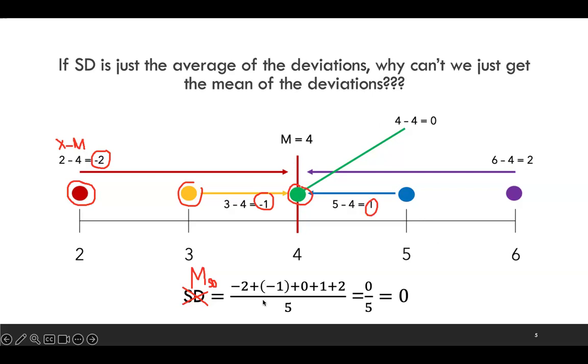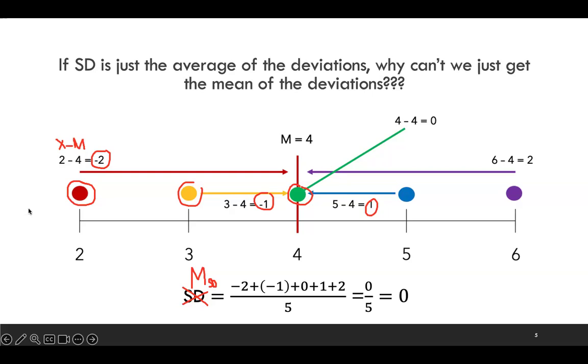If we did that, we get the mean of that. We add all of those together, divided by the total number of scores, which is 5. It's always going to be 0. So you cannot calculate the standard deviation this way. Instead, we go through the process of squaring those deviations to get rid of the negatives, and then we have to unsquare it at the end.